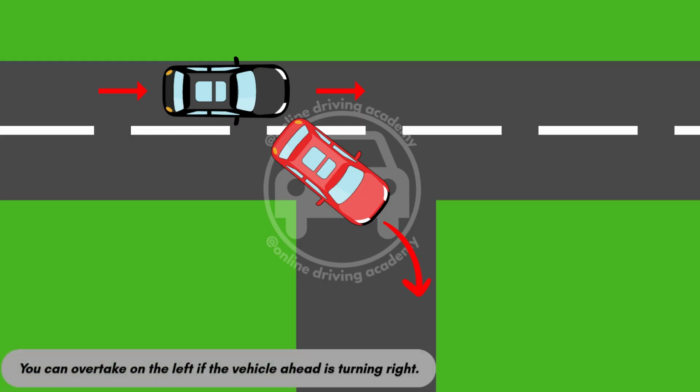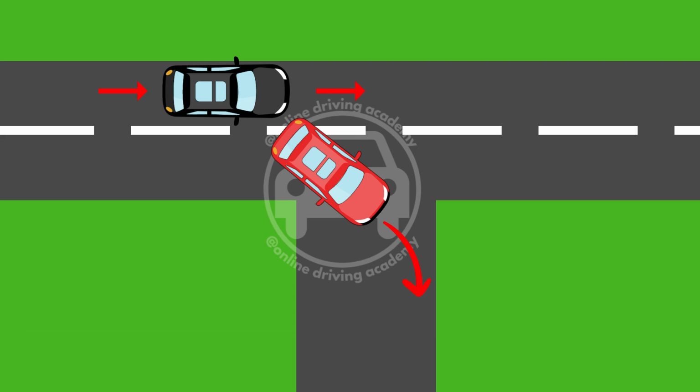Now, when can you actually overtake or pass on the left? Now, in this case, you can overtake on the left if the vehicle ahead is going to be turning right. So if the car in front is turning right, then you are actually allowed to safely pass on the left hand side. Now, as you can see, the red vehicle is going to be turning right. Therefore, it's going to be moving out of the way, and the black vehicle can safely pass on the left.